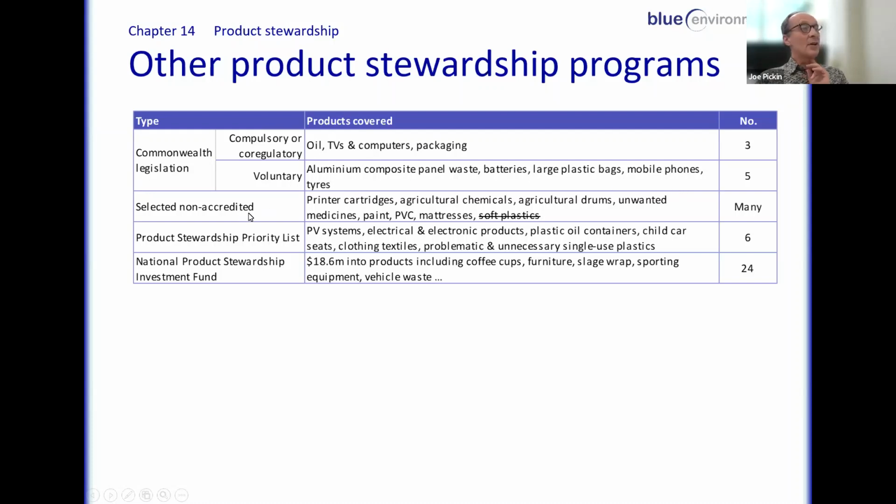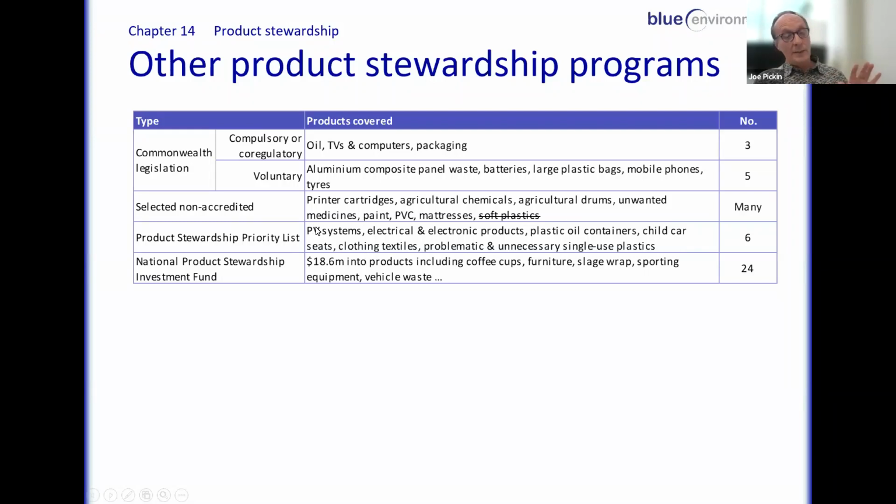Then there's various non-accredited programs, basically voluntary, and some quite well established. There we are, the sad story of soft plastics and Red Cycle's demise. But we've also, in effect, got a bit of a queue or a priority list of the minister, basically saying, get your act together, otherwise we're going to jump in and force you into it. And these are the list here.